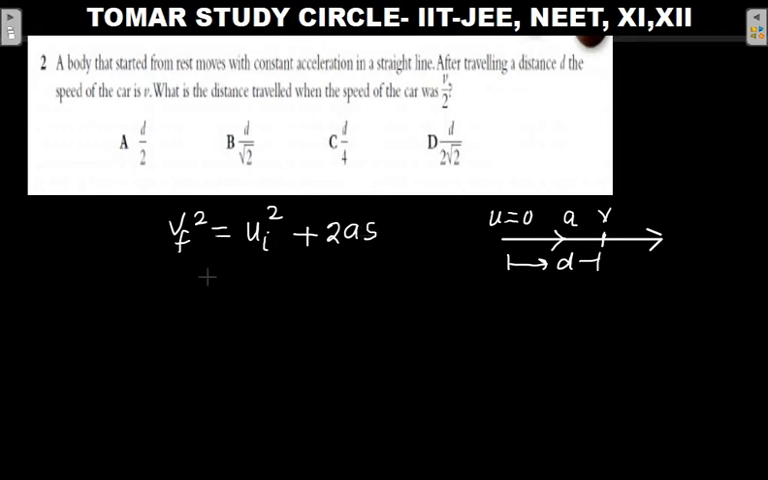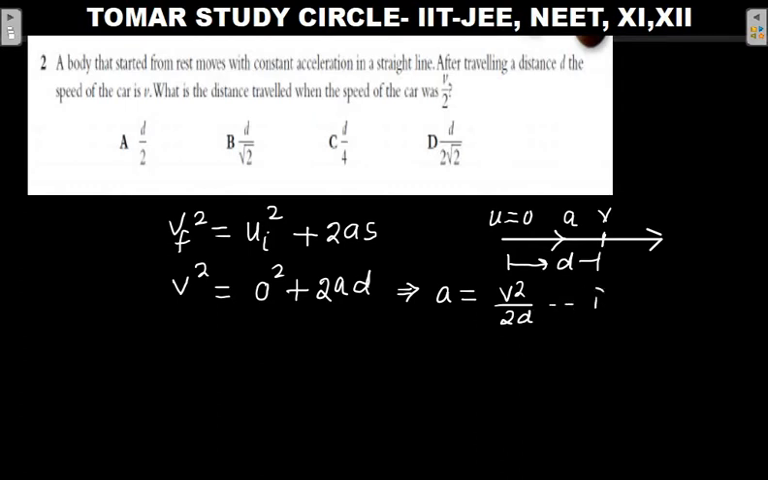Here final velocity is given as v, that is v square. On putting this value, initial velocity is given as 0 square plus 2a, and distance is given as d in the direction of velocity. From here we can calculate a becomes v square upon 2d. Let this be equation first.